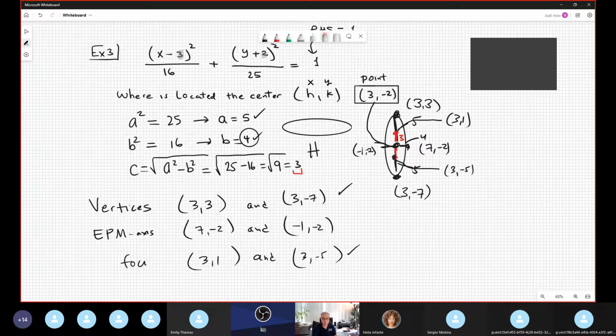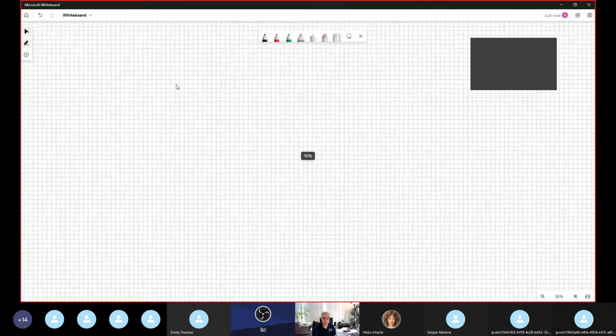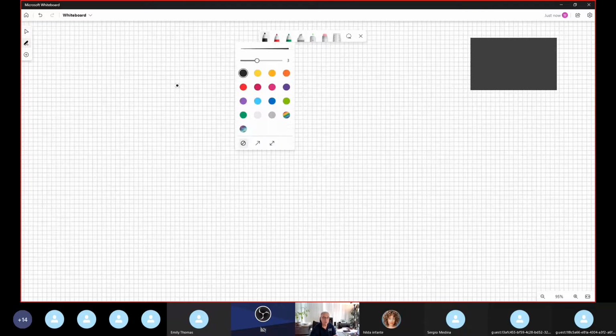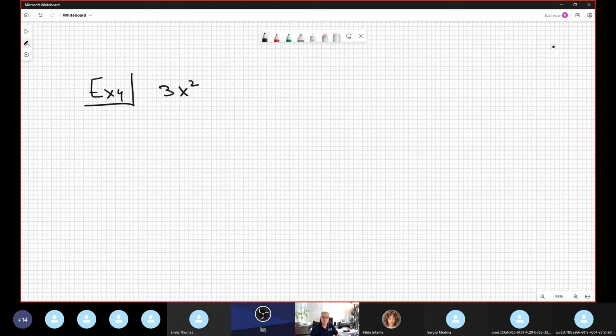Okay, let's do one more example. This is more complicated, but don't worry, because we are using decimals. The problem is example 4 now. In example 4 we have 3x squared plus 7y squared plus 6x minus 28y plus 10 equals 0. Wow, what is that?